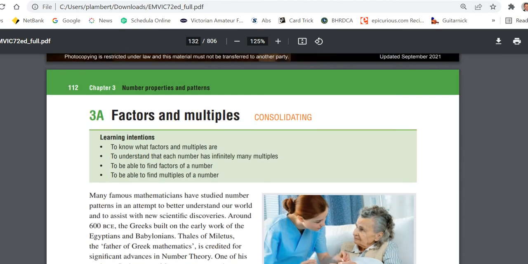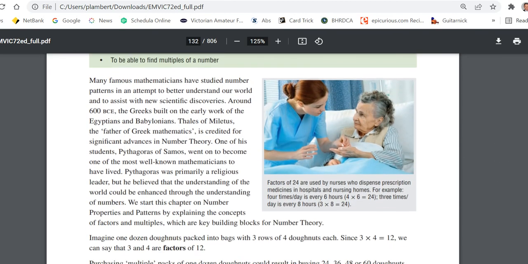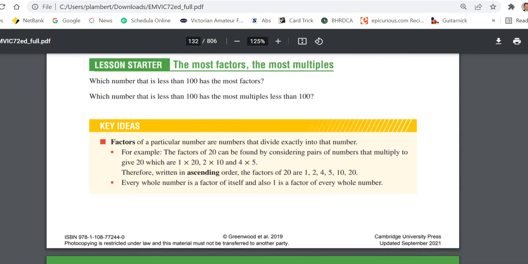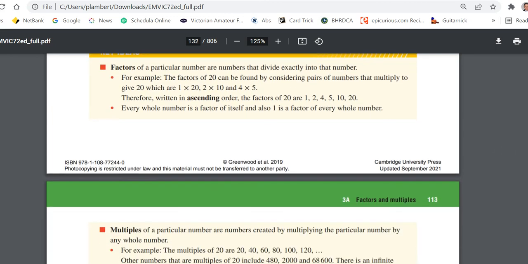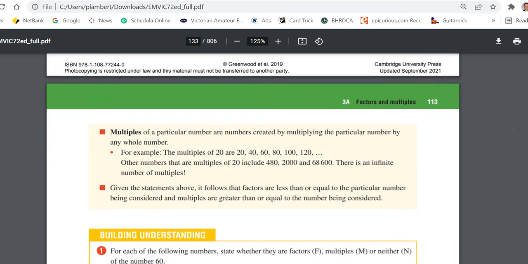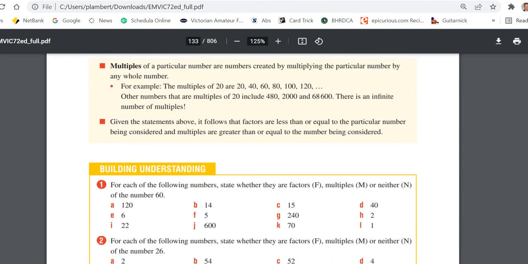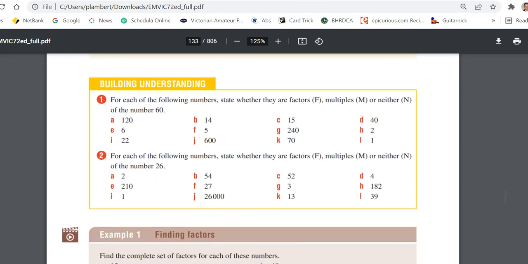You go to the text, you'll find page 112, 3A. I want you to read through that and then get some ideas. Factors of a number are numbers that go exactly into another number. So the factors of 10 would be 5, 2, and 1; the number itself is generally not considered to be a factor. Multiples are numbers that we could consider like the tables, 5 times table, 6 times table, and so on. So what you'll be doing is these questions.